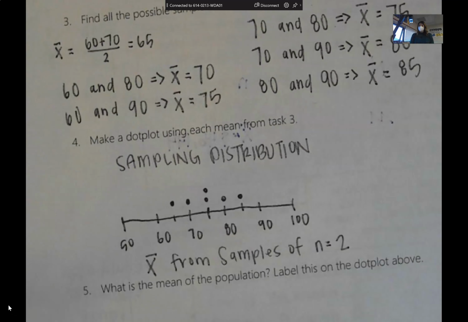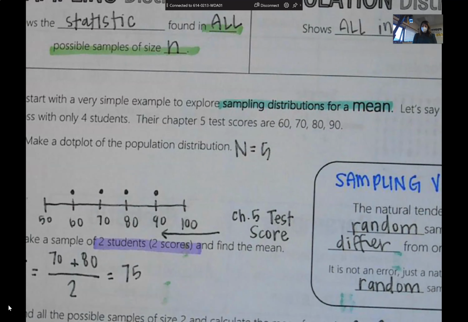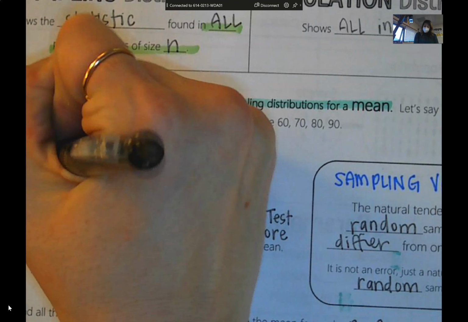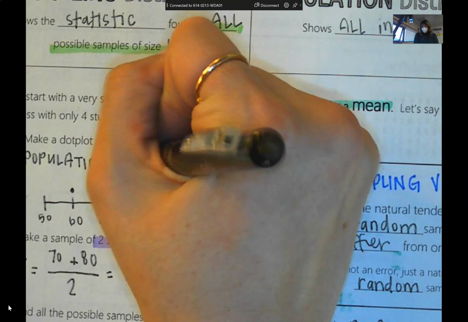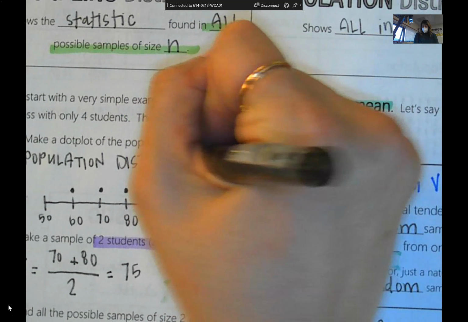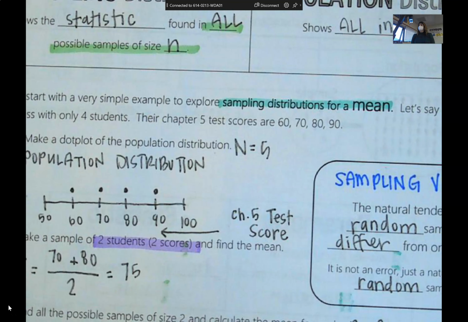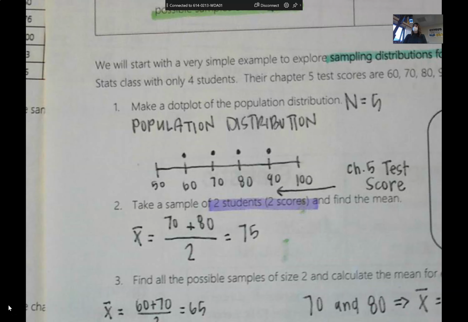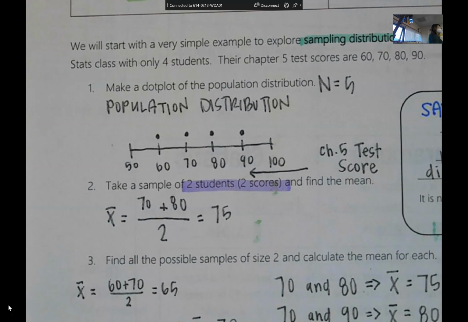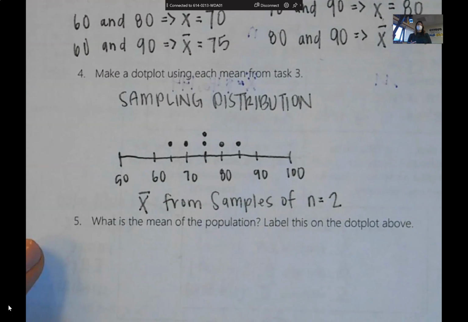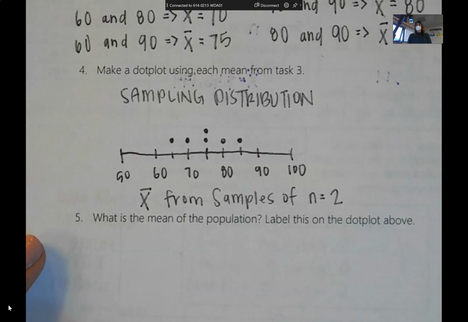So now I'm going to revisit this guy and make sure that I'm clear that this is our population distribution. They look different, and that's okay, because they're not graphing the same thing. They are related, but they're not graphing the same exact thing. So population shows you every student in the class. Sampling distribution shows you the average of all of our samples of size 2.